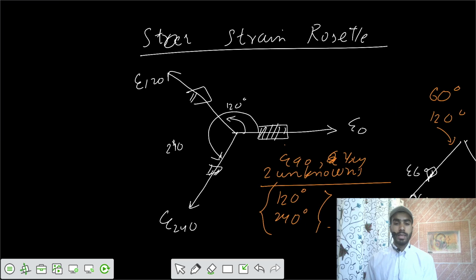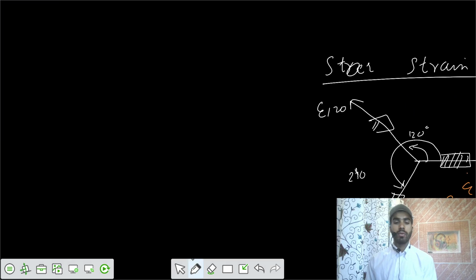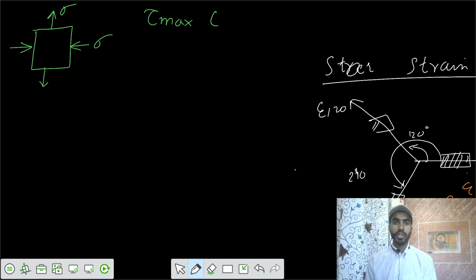Then this is the end of this arrangement of strain rosettes. Let's talk about one problem we are left with, from the Mohr circle, or we can say stress transformation. We have a compressive stress of sigma, and a tensile stress of sigma on the other face. So you need to say what is the value of tau max and the location of the shear plane.